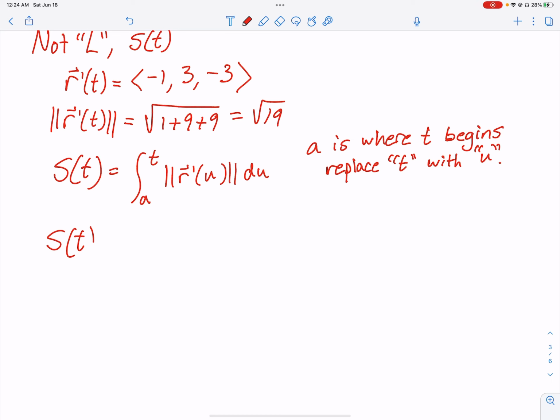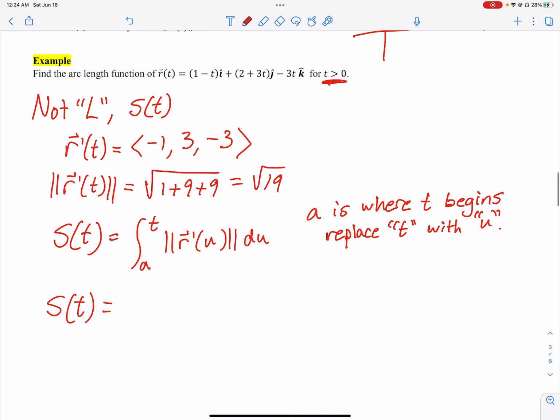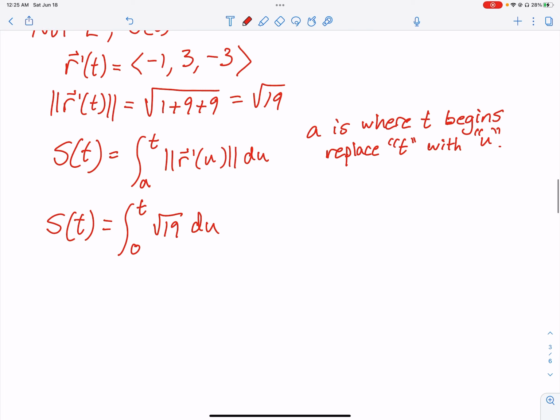So for this problem, we're creating a function. t starts at 0, so I'm going to put a 0. It goes to t. I don't replace that t. Then I know that if I take the magnitude of the vector that was given, that's just square root of 19 du. Careful not to put a dt there. Now this becomes, and you can see this pretty easily, s of t becomes square root of 19t. Right? It's a pretty easy integral here.